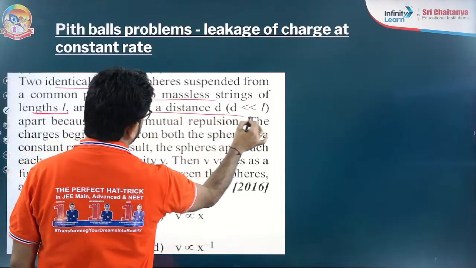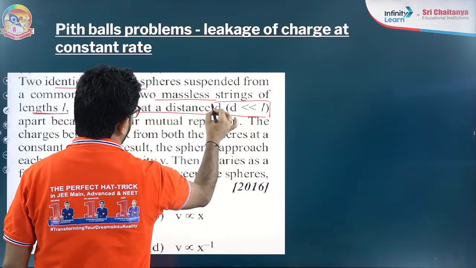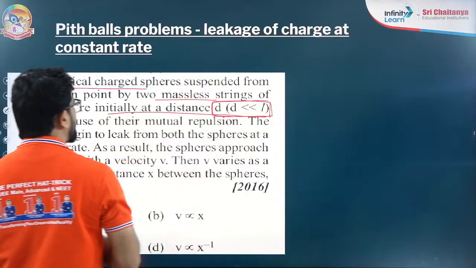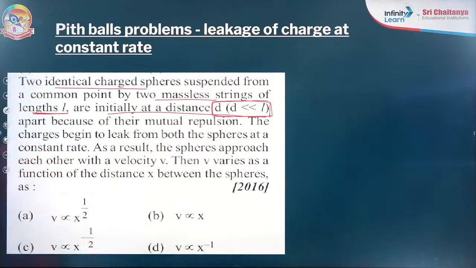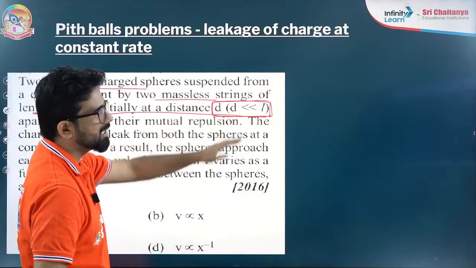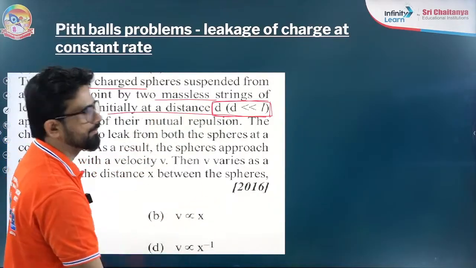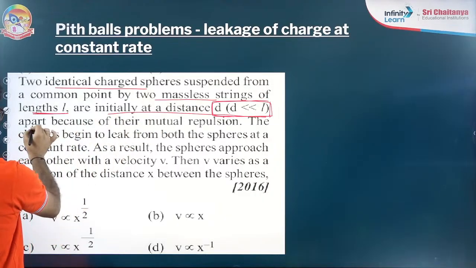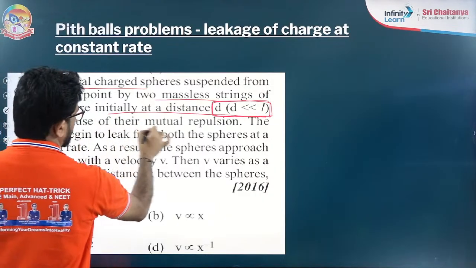Initially, they are at a small distance d. A very, very important concept is given to you. Just see here: small d, and d is very much less than L. That means the separation between the pith balls is much smaller than the length of the string. Very important point. They are d apart because of mutual repulsion.